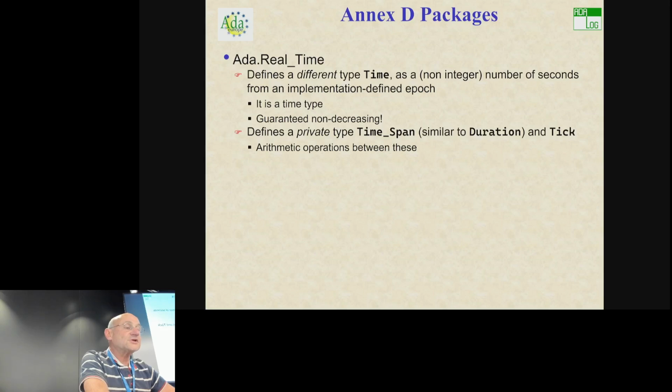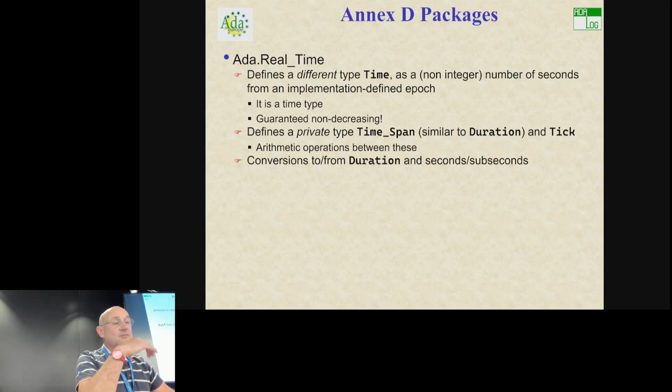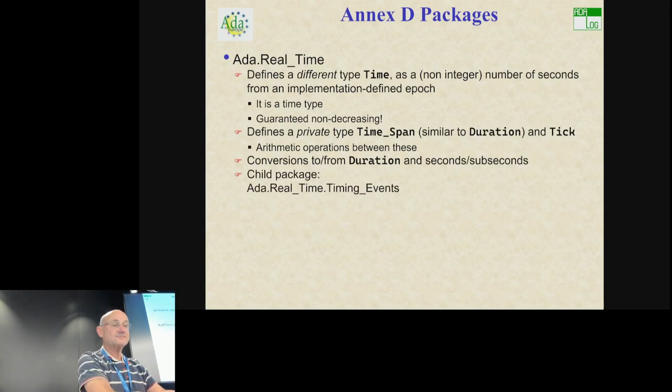There is an equivalent to duration, but it's called here time span, and also a tick constant, which is the minimum variation between real time dot time. And, well, same thing, various arithmetic operations operating on that. And because you have conversion function from duration, including sub-seconds, that is partial seconds. Some child packages provide extra operation like timing events that can initiate a callback, a pointer to a procedure that will be called, like for interrupts, at a certain time given in real time.